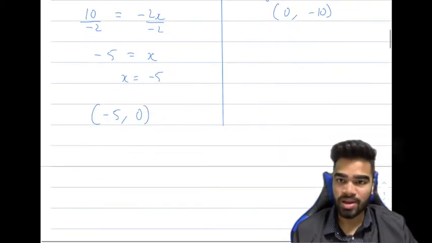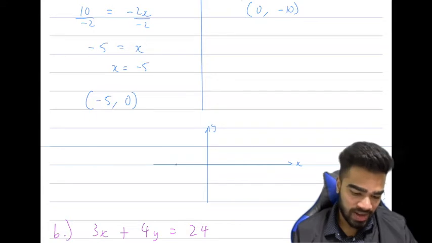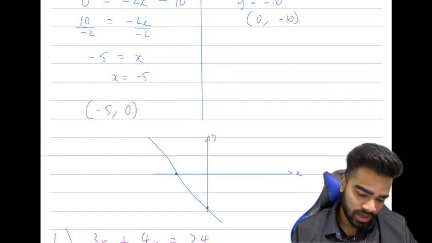Okay, so that's it. That's all the hard work done, guys. So now all you have to do is sketch out the graph. So draw your axes in. It's very simple. This is your y. This is your x. Okay, where's -5, 0? It's on the left. 0, -10 is at the bottom. And then all you have to do, connect the dots.